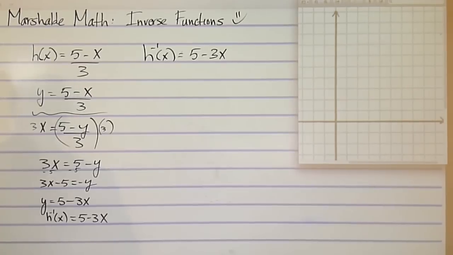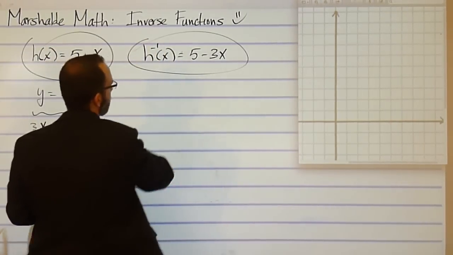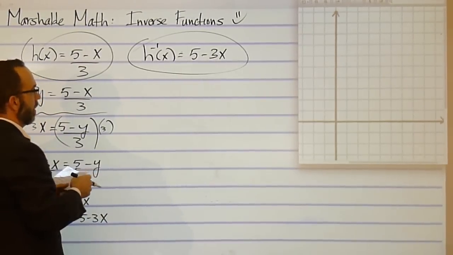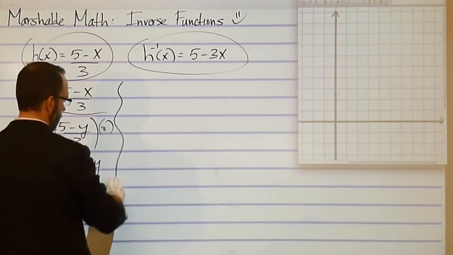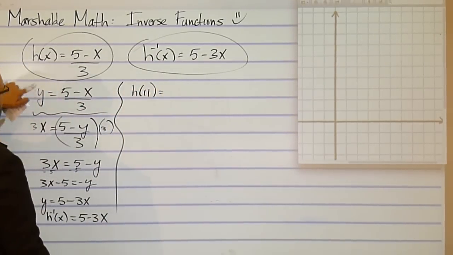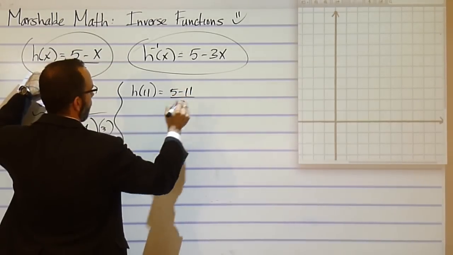And so now I have a question. All right, so this is my original. This is now my inverse. Let's try it with an actual value. Let's take a risk here. Let's try h of 11. Okay, if I do h of 11, it becomes 5 minus 11 all over 3.